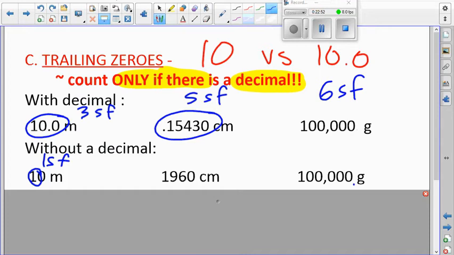1960. Well, I mean, they might measure that zero, but they didn't put the decimal and tell me they did. So I'm forced to assume they're like, yeah, it's definitely 1,900 something. I'm pretty sure it's like 60-ish. It might be 50-ish. I'm not really sure. So this only has 3 sig figs.